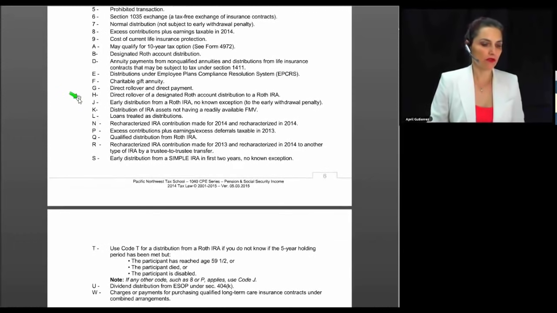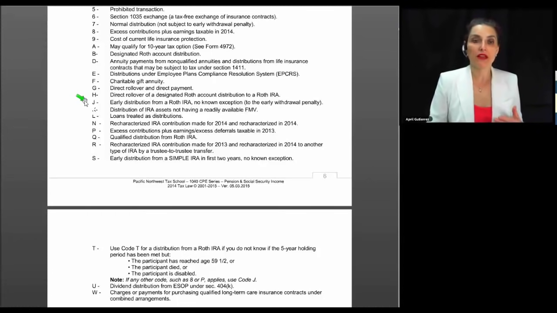Code H, direct rollover of a designated Roth account distribution to a Roth IRA. Code J, early distribution from a Roth IRA with no known exception to the early withdrawal penalty. Code J pops up relatively often. I would say this is one of the more common ones I see. But remember, when you see an early distribution from a Roth account, the amount of the distribution will invariably be more than the taxable part. So just because you see a code J doesn't mean the entire distribution is taxable.